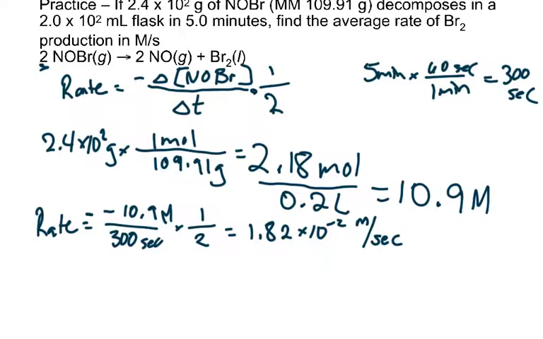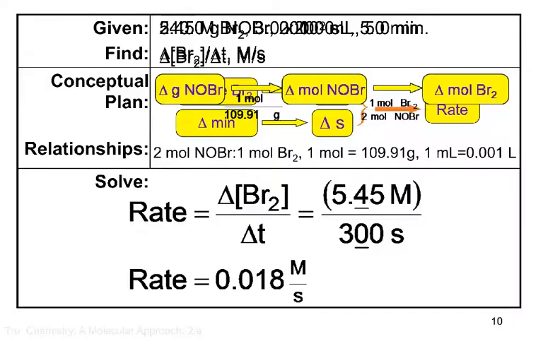Then I want to find the average rate of bromine production. And my coefficient in front of my bromine is a 1, so this is my answer. 0.018, which is times 10 to the minus 2 molarity per second.